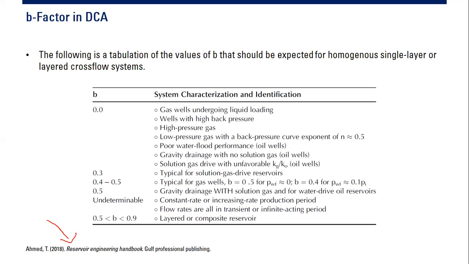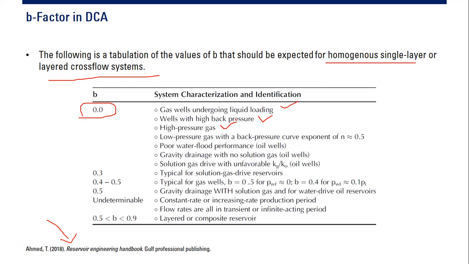The following is a tabulation of the values of B that should be expected for a homogeneous single layer or layered cross-flow system. So let's start with B equals 0, or exponential decline. We have this case for gas wells undergoing liquid loading, wells with high back pressure, high pressure gas. So, a gas reservoir with high reservoir pressure.